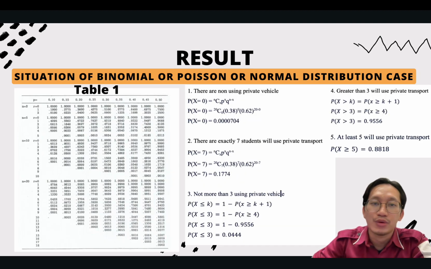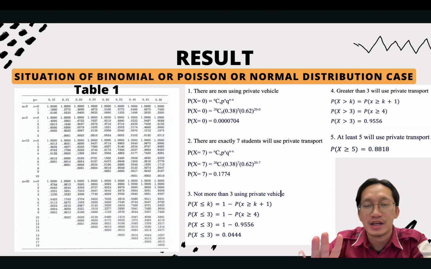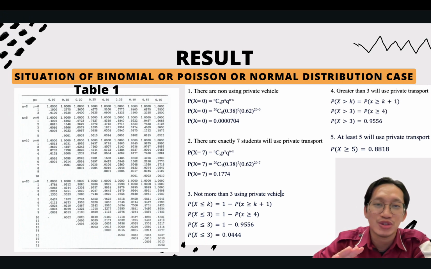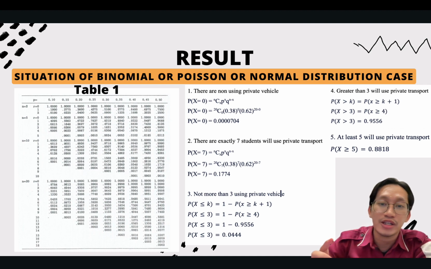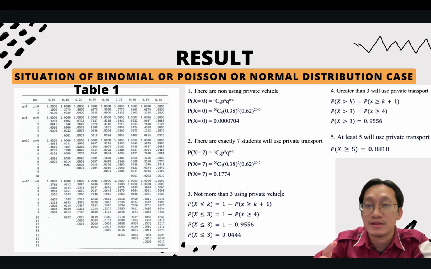So we can ask five subquestions. The first one is that none use a private vehicle, and then exactly 7 students will use private transport, then no more than 3 use a private vehicle, greater than 3 will use private transport, and the last one is at least 5 will use private transport. For this question, we will use Table 1 as our reference for the probability.